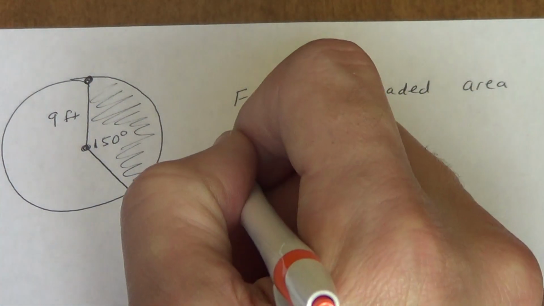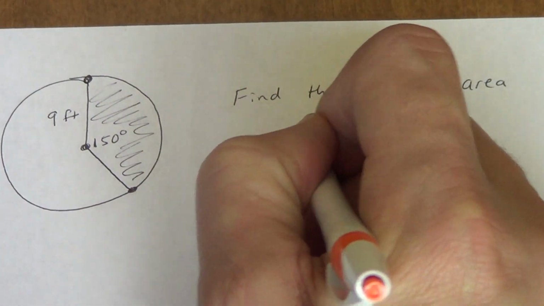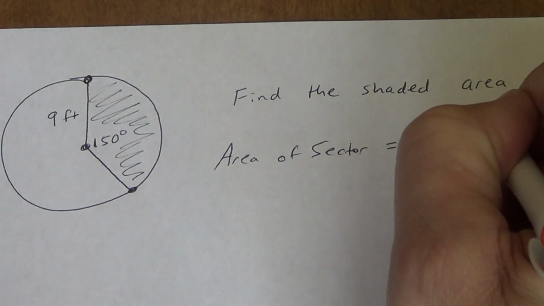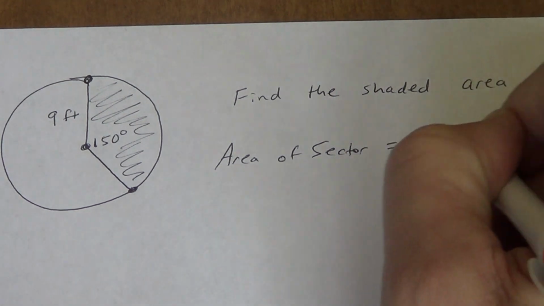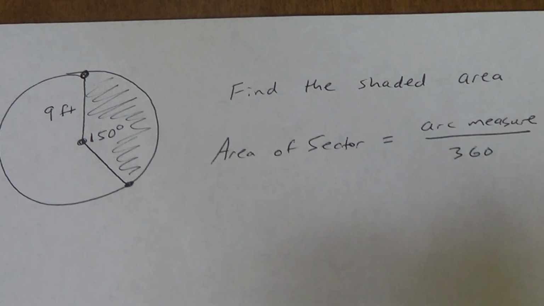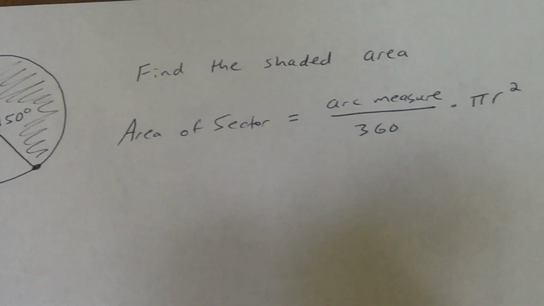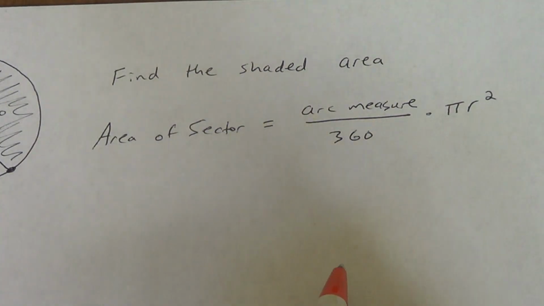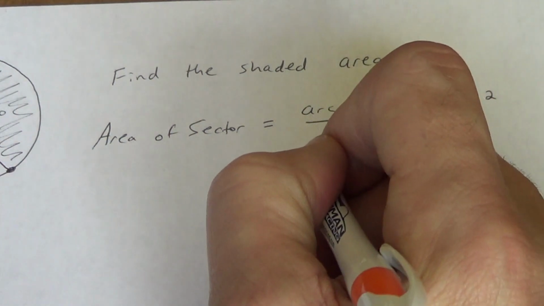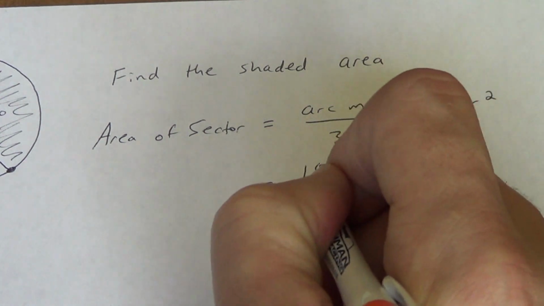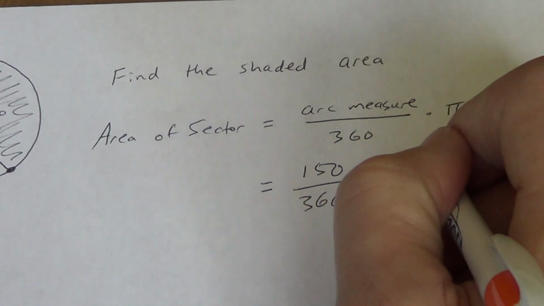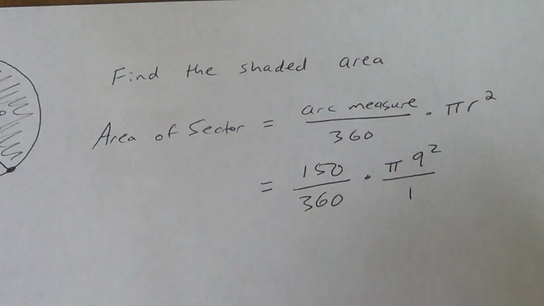So what was our formula? Our formula was area of a sector equals arc measure over 360 times pi r squared. Okay, so shaded area. All right, so see if you can get that whole thing there in the frame. All right, here we go. I don't know this, this is what I'm trying to find. So it equals arc measure, which is 150 over 360, remember the degree symbols are going to cancel, times pi 9 squared, which I'm going to put over 1.